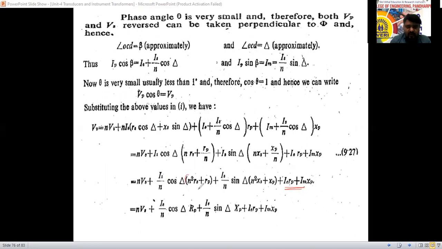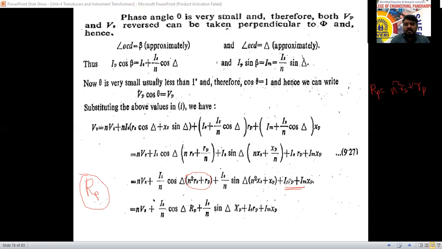So this n square Rs plus rp, I am going to consider as the total resistance of the primary winding, that is called Rp. Now I will write the equation here: Rp equal to n square Rs plus small rp.